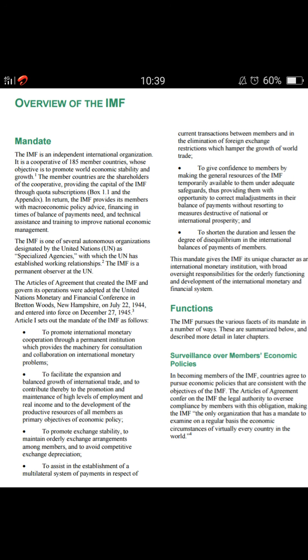IMF provides members with macroeconomic policy advice. It also supports member nations when they are facing balance of payment problems and disequilibrium of balance of payments. It provides technical assistance and training to member nations.